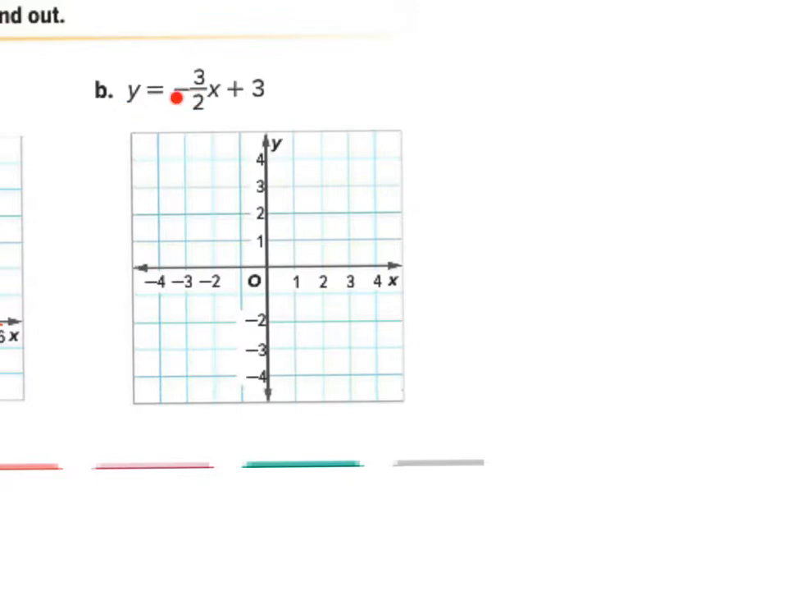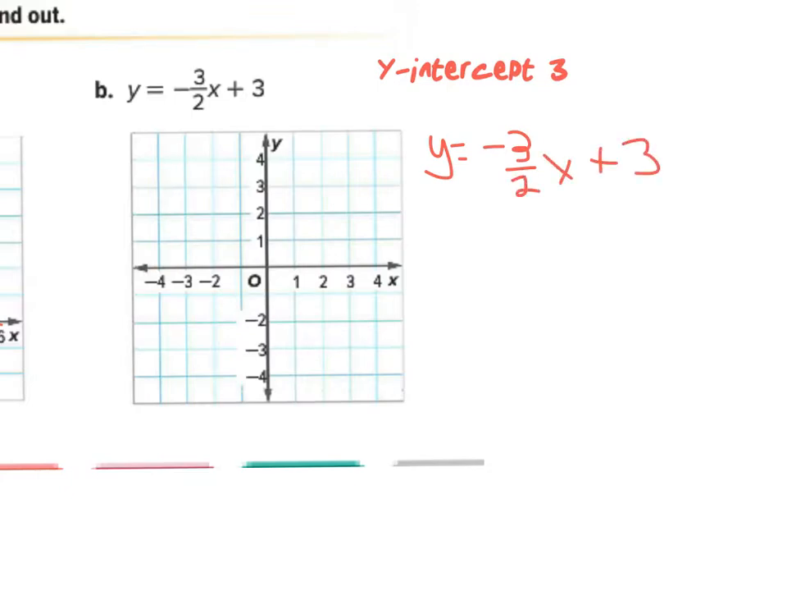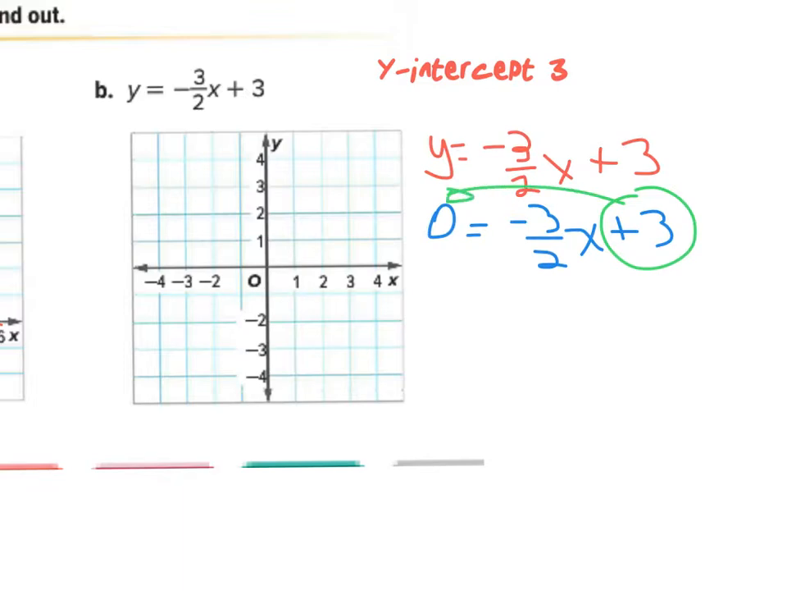where I have a slope of negative 3 over 2x and a y-intercept of 3. So let's copy down the y-intercept. And now we have to solve for y equals negative 3 over 2x plus 3. Let's convert the y to 0. Negative 3 over 2x plus 3. Let's bring that 3 over so that we can try to isolate the x that you see right there. We want to isolate that.